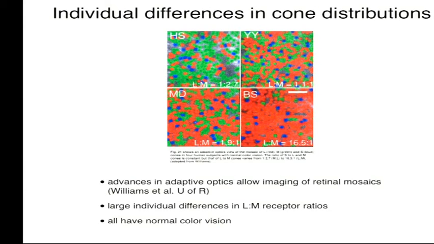The thing that is pretty constant across everyone, though, is the ratio of short wavelength cones to middle and long. Everyone in this picture has about the same number of short wavelength cones. So that's not varying.